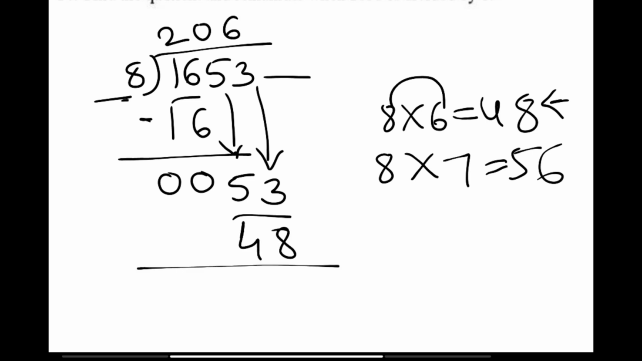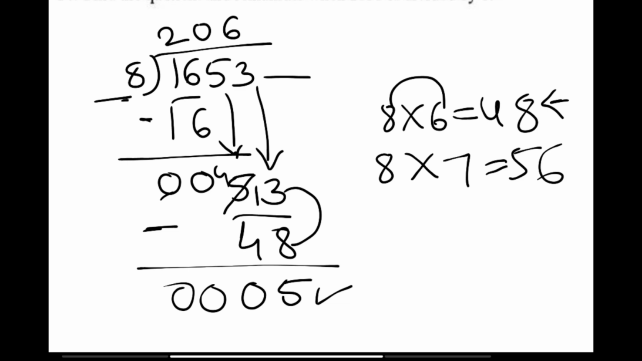So let's subtract it here. So 3 minus 8. Is it possible? No. Then what do you have to do? You have to borrow 1 from this place. It will become 13 and this will become 4. So 13 minus 8 is how much? It is 5, right? 4 minus 4, 0, and this 0 is 0 and this 0 is 0.